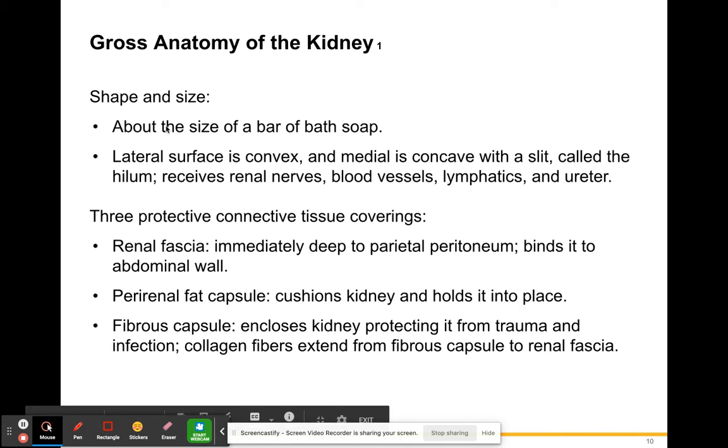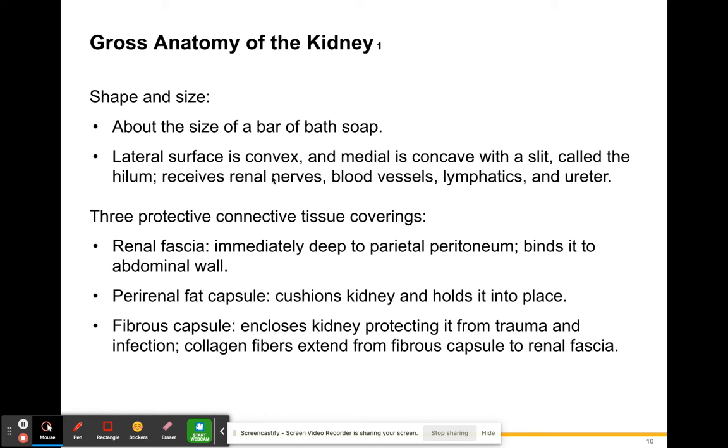Your kidney is about the size of a bar of soap. That's not a very large organ. Obviously, the bigger the person is, the bigger their kidney is going to be. I've dissected kidneys of humans, cows, and sheep, and obviously, the bigger the organism is, the bigger the kidneys are going to be.